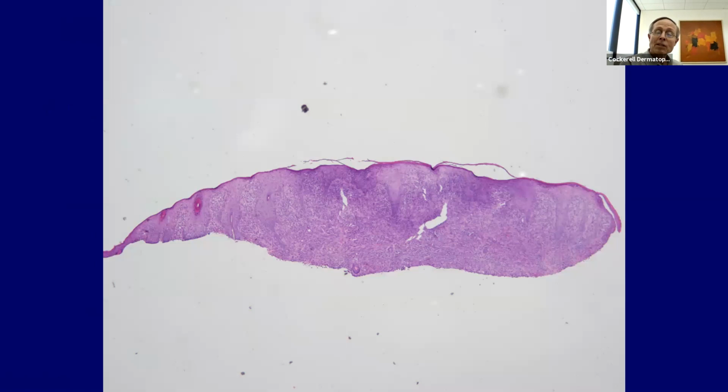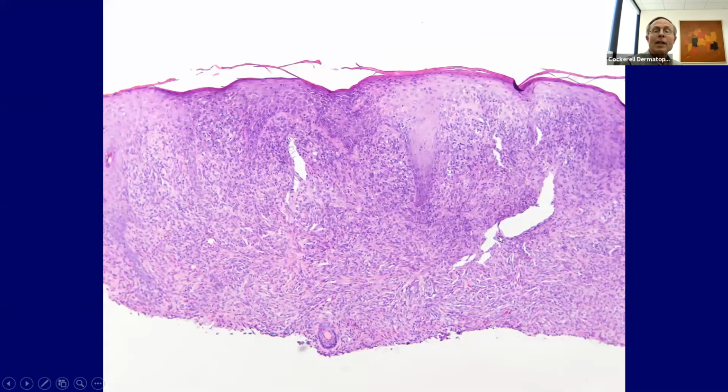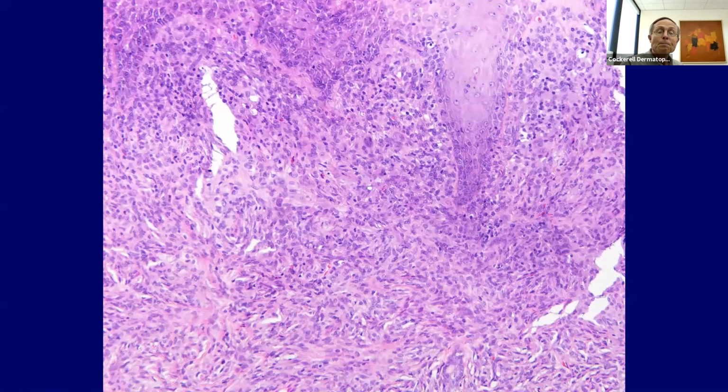Okay, shave biopsy. A little harder because we just have a shave of something, but it's got low power, pale cells. We're going to higher magnification, and it's got a little epithelial hyperplasia, but the main action is going on in the dermis. So is it inflammatory and is it neoplastic, or is it maybe a, quote, neoplasm that's comprised of inflammatory cells? We're going to higher magnification.